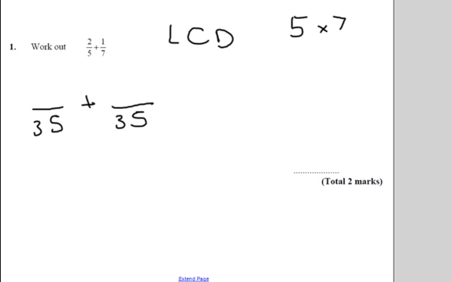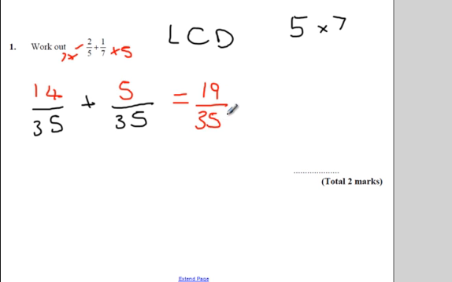Now, because I've times-ed by 7 to make it into 35, I need to times the numerator by 7, so that would give me 14 35ths. If we get from 7 to 35, I've multiplied this denominator by 5, so I need to multiply 1 by 5 to give me 5. Now I can add them together, and 14 things add 5 things is 19 things, or 19 35ths.